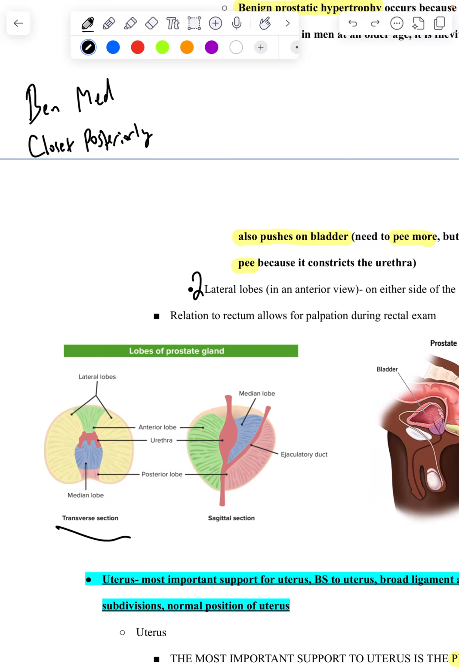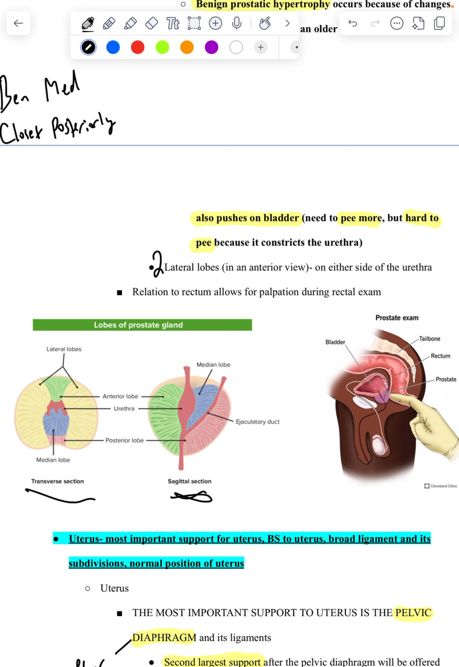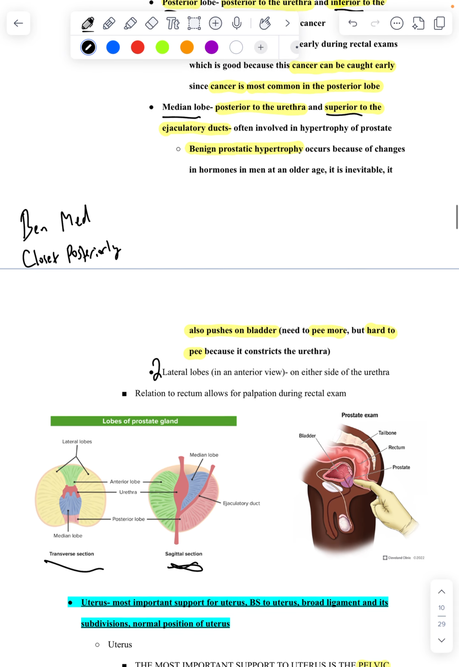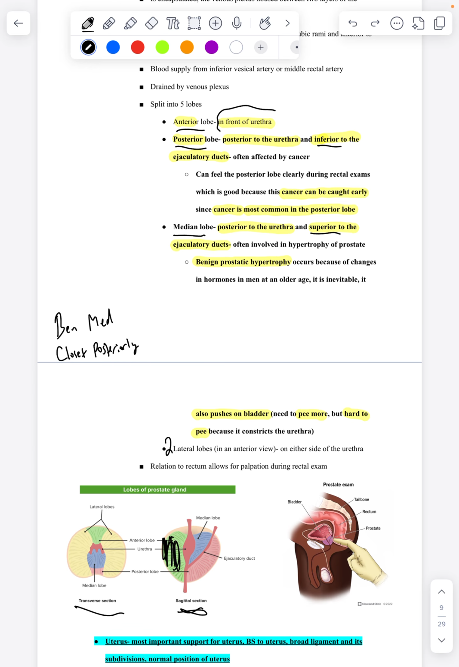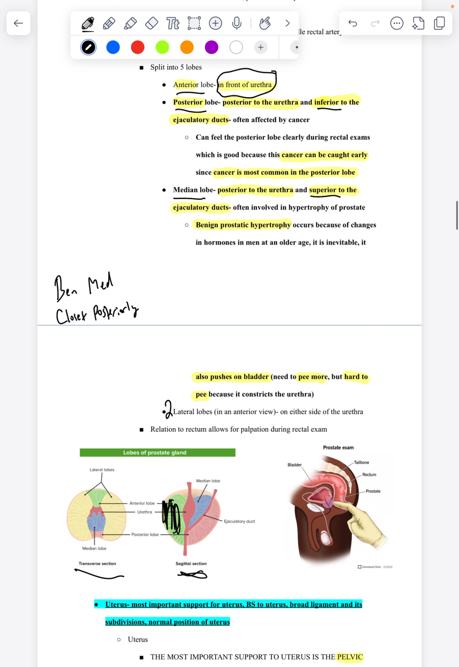Now you can see it more clearly from a sagittal section. So the anterior lobe is in front of the urethra, which you can see right here, front of the urethra. Posterior lobe is not only posterior to the urethra, but it's also inferior to your ejaculatory duct.